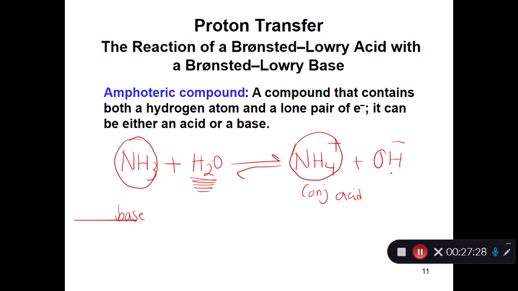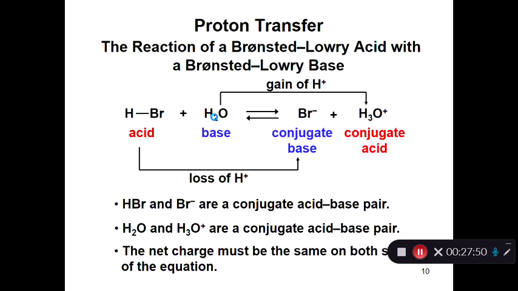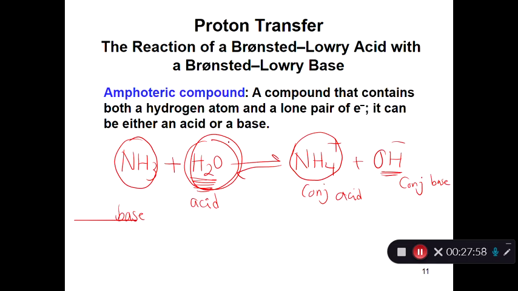This one, H2O, I'm going to compare with OH minus. H2O has 2 hydrogens, OH minus has 1 hydrogen. It's going to lose hydrogen, donating hydrogen, so it is an acid. So I'm going to switch the term and call that conjugate base. In the previous examples, I showed you H2O is base, and here H2O is acid. So H2O sometimes acts like an acid, sometimes acts like a base. Some substances like H2O, when they act like an acid and act like a base, we call them amphoteric compounds.